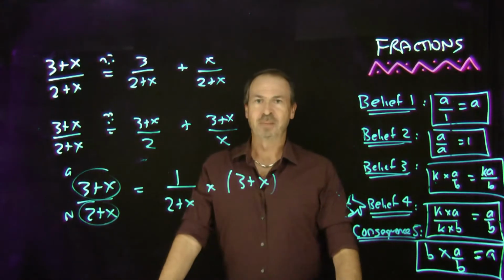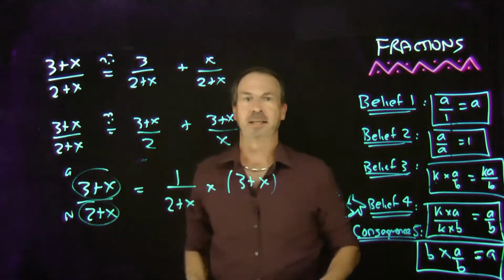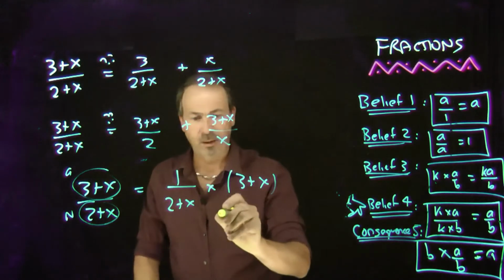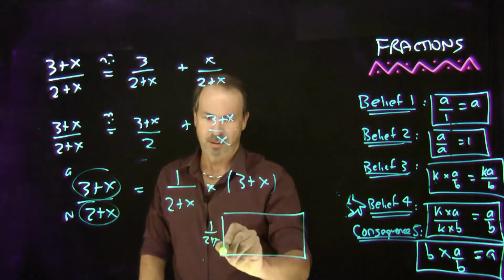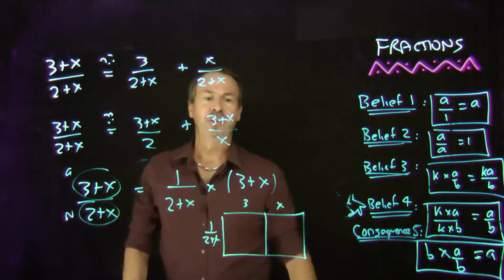Beautiful. So just playing with the mechanics of fractions, that's what this quantity is. And now I look at this and think, okay, I've got a little rectangle here. I can see I've got a rectangle that's 1 over 2 plus x high, and it's 3 plus x wide. Oh, so I'm going to do the distributive rule.